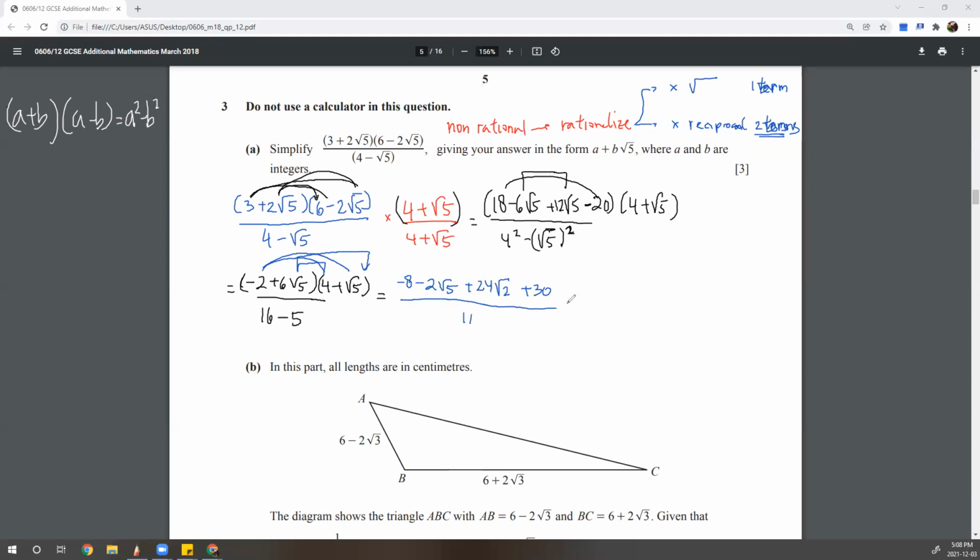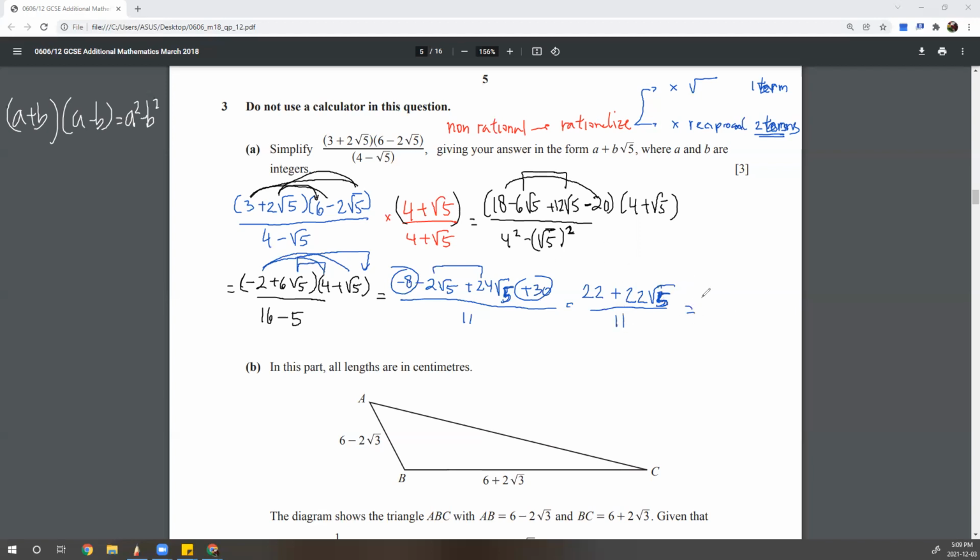Wow, it's so nice. Nice answer. 30 minus 8 is 22, plus negative 2 plus 24 is 22 also. Not 2, 5. I did something wrong, sorry. There you go, over 11.